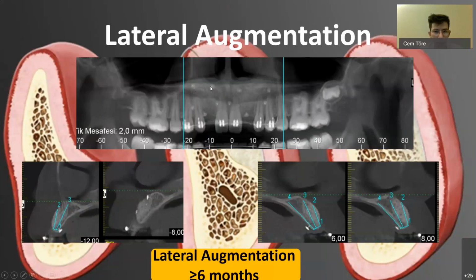What do we do about these pins? Basically nothing. You can just leave them if you don't want to lift the flap when placing the implant. If you don't want to raise the flap all the way, which you don't need to, you can leave them there. They're titanium and sterile. They will not cause you any problems later on.